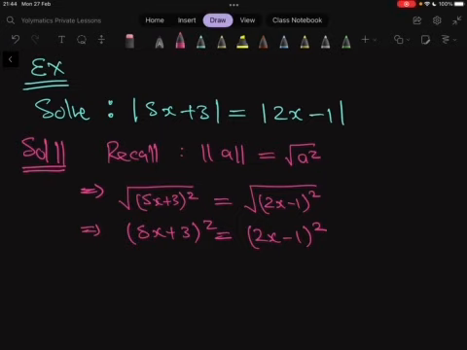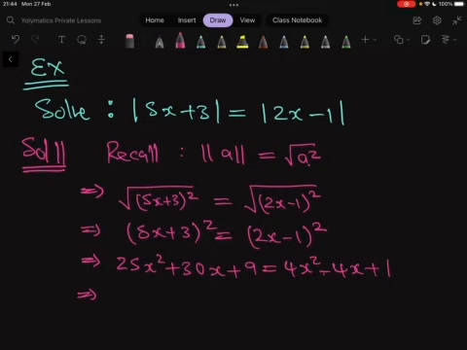It is at this point where we see that behind this definition lies the squaring technique, because this line is more like it was obtained directly from taking that equation and squaring on both sides. Now we can expand on both sides and see what we get. We get 25x squared plus 30x plus 9 equals 4x squared minus 4x plus 1.